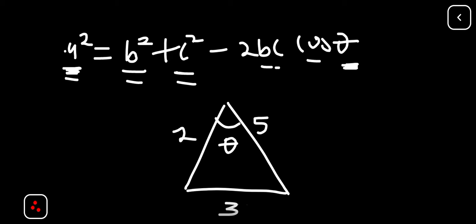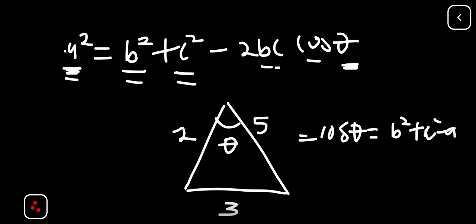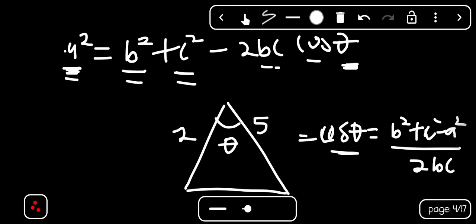So basically, it's going to look like cos theta is equal to b square plus c square minus a square over 2bc. That will give you cos theta. This is basically the cosine rule. We'll be solving examples related to this. Let's just do one example.